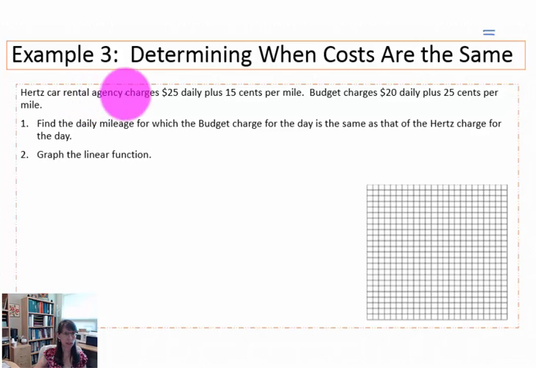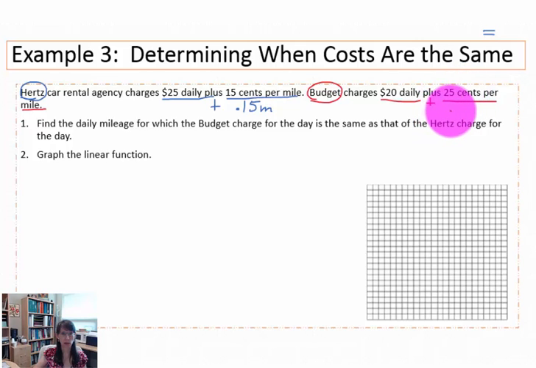We have the Hertz Car Rental Agency charging $25 daily plus 15 cents per mile. So Hertz is going to charge $25 daily plus 15 cents per mile. That translates to 0.15 multiplied by M for number of miles. Now we've got the Budget Rental Car Agency, and they charge $20 daily plus 25 cents per mile. So that 25 cents per mile translates to 0.25 multiplied by M, which represents miles.